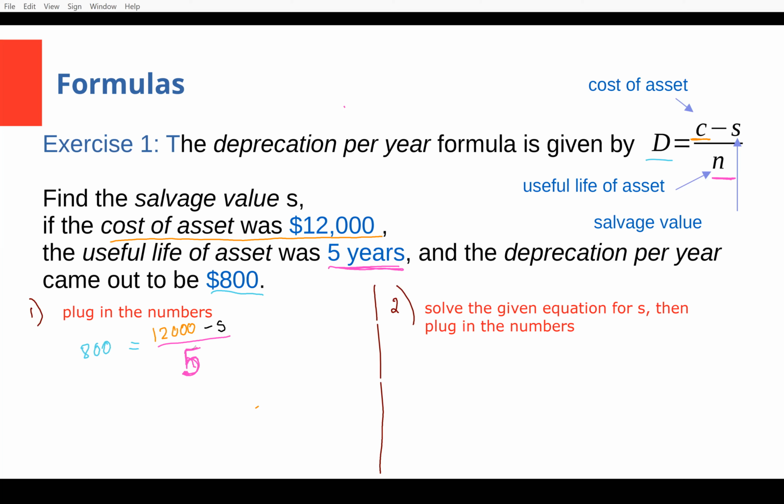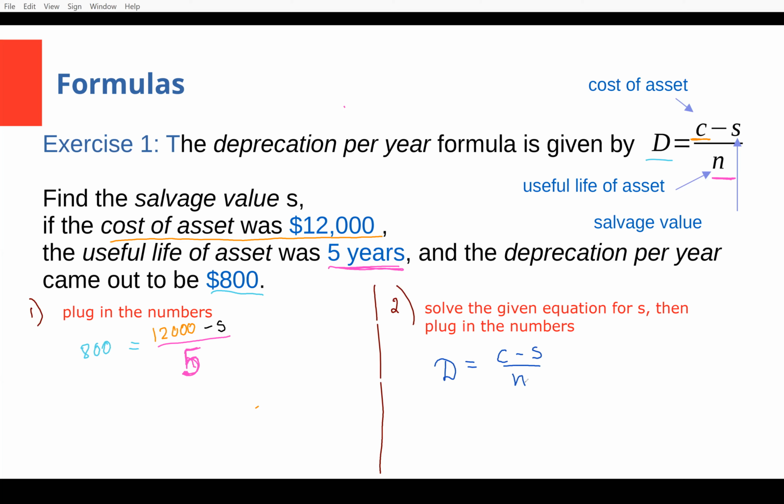So what I would say here, I would multiply both sides by 5, and I will solve it. Now, the other option, I would show it to you because it's a practice for us. But I want to start with it first because I want you to see that the things you will be doing here will be trailing the same path as what we will do here. So let me start by putting D is equal to C minus S over N.